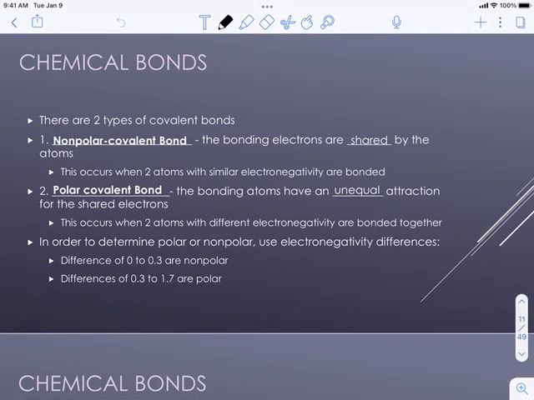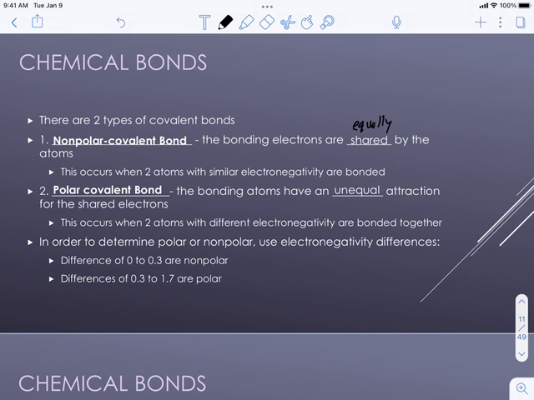So we have ionic, we have covalent. We break down covalent a little further. Two types of covalent bonds. We have a nonpolar covalent bond and a polar covalent bond. A nonpolar covalent bond is when the bonding electrons are shared equally. That is an equal sharing. You should add the word equally there. That's very important.